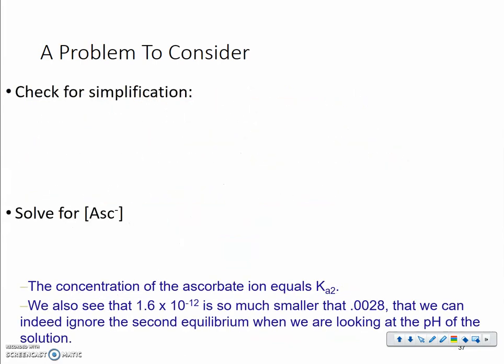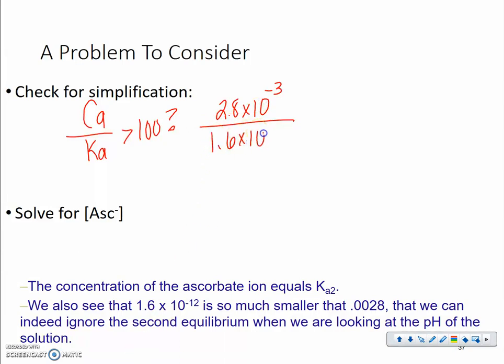So we can do the same check for simplification. Is this value greater than 100? So in this case, Ca is our starting amount of our acid. Ka is going to be our Ka2. And I don't remember what it is, but it's like billion range. So yes, it is definitely greater than 100. So we can ignore it.